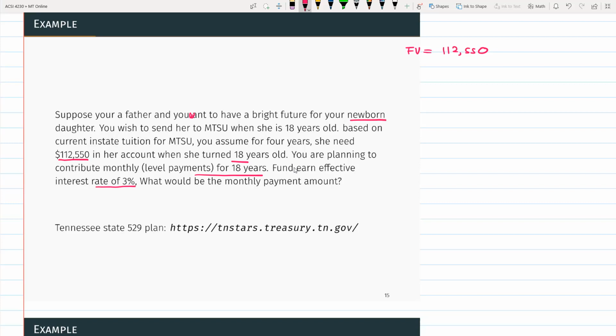Okay, so time-wise you have 18 years. So let me write here 18 years, and then from 18 years old you need it for 4 years. And then you're planning to contribute monthly for 18 years. So contribute monthly. And then your rate is 3%. Okay, this is an effective interest rate. That means basically annual rate. Okay, assume it's annual.